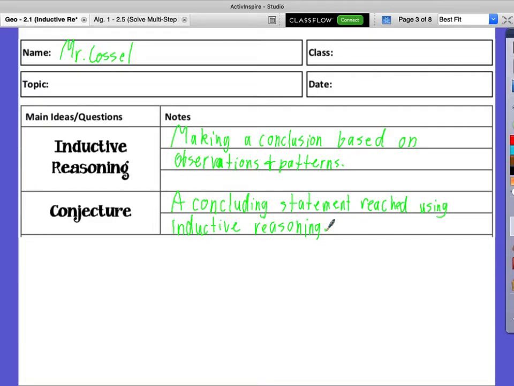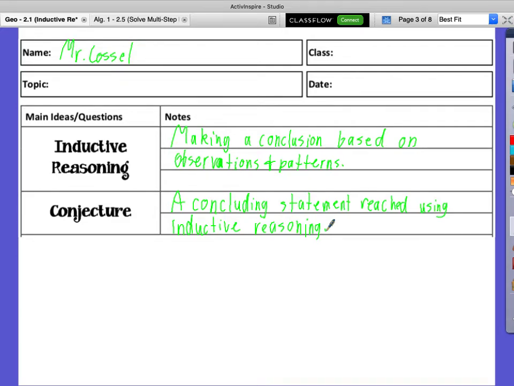So inductive reasoning is pretty much just observation. Yeah, so let me explain this a little more, okay? Inductive reasoning is using observations and patterns to make a conclusion. Conjecture is the conclusion itself. So you use inductive reasoning to make a conjecture or a conclusion.